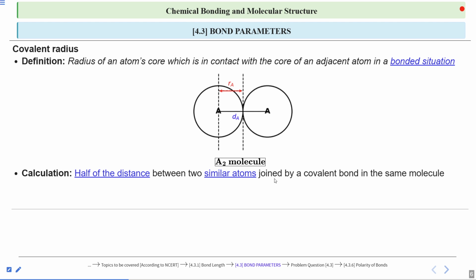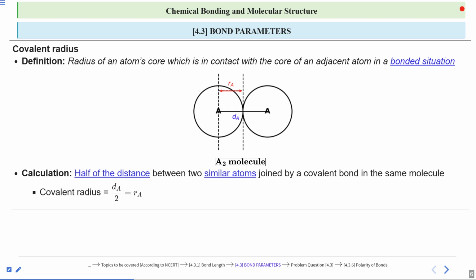Now if I ask you how you will write this whole thing in a line, that would be very simple. Covalent radius is equal to the distance between the two A's divided by 2, which is equal to RA.